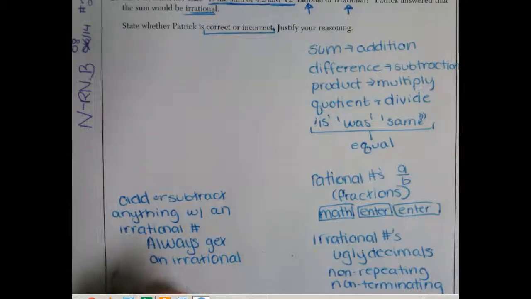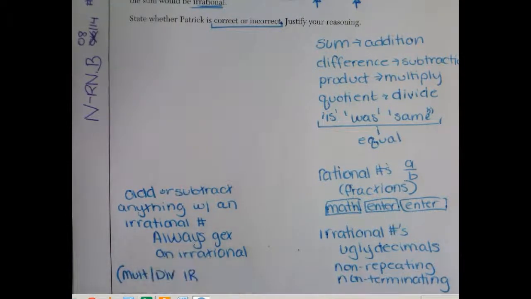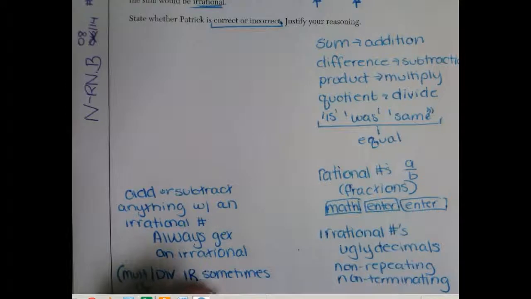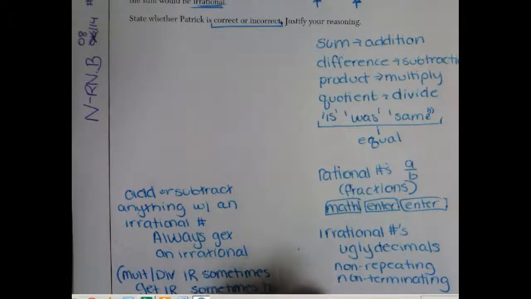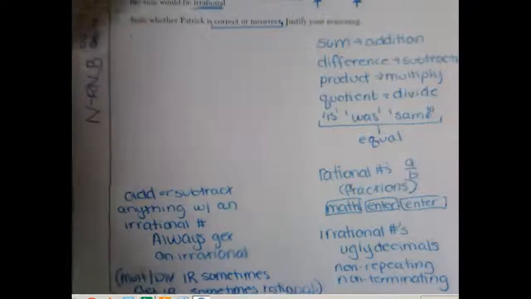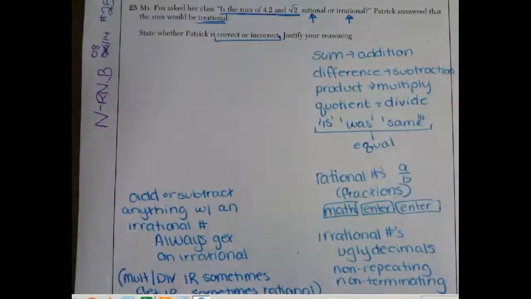Okay? If you're multiplying and dividing, and I'm just going to put IR for irrational numbers, you will sometimes get an irrational number and sometimes a rational number. It all depends. Okay? So those are just notes that you need to have. So let's go back to what our original question was, now that we have all those background notes.